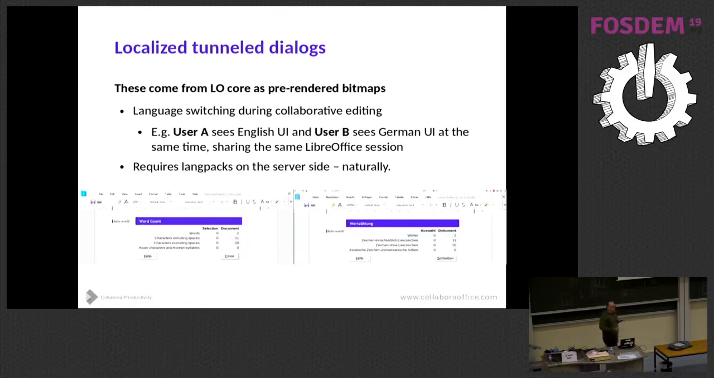But the problem that we had to solve was that in the case of collaborative editing, one user sees, for example, German, and the other user sees, for example, an English user interface while editing the same document. So the language switching by view had to be solved at the core.